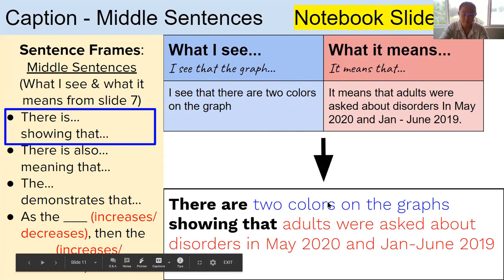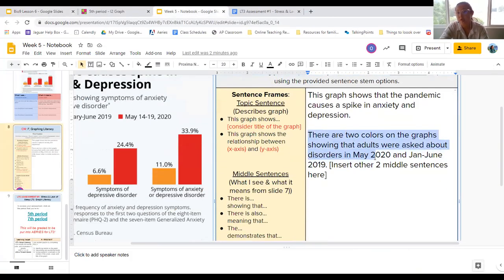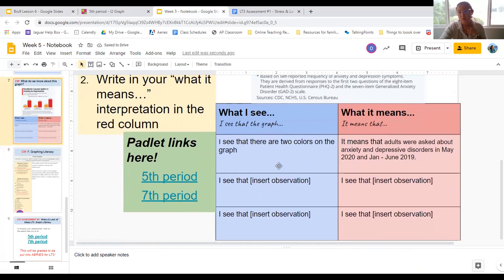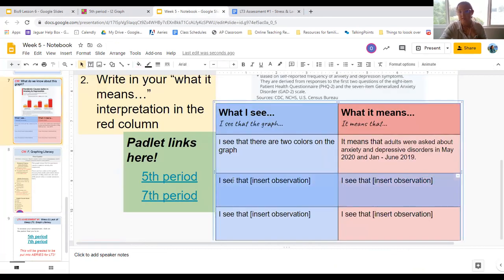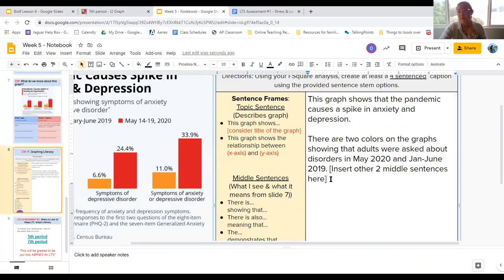Okay, so what I want you to do, and I already gave that to you in your notebook. So now your only job to finish this classwork is to insert the other 2 middle sentences here. So you're gonna go back up to your slide 7, go to your graph, and you'll see you just have to link this and this to make it a sentence. And then you're done. You just have to write it in here. All right, so that's the classwork.